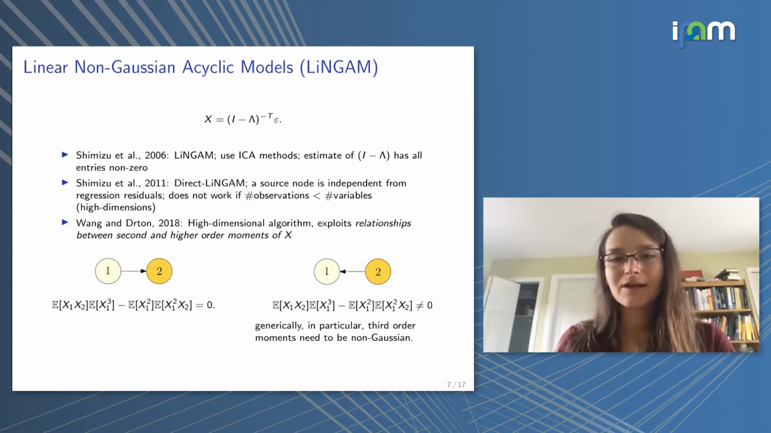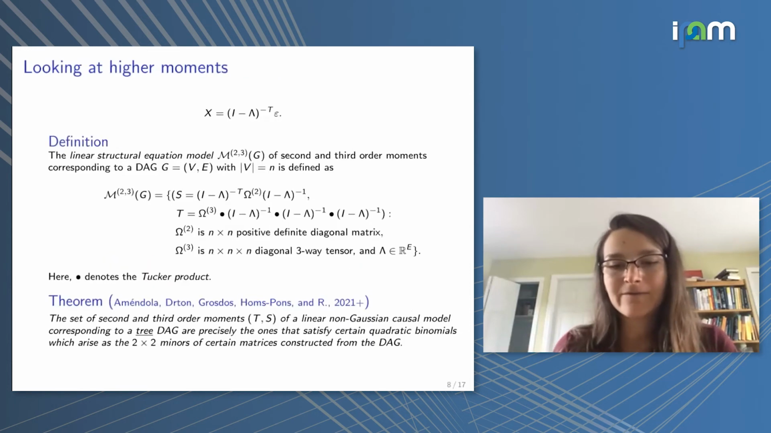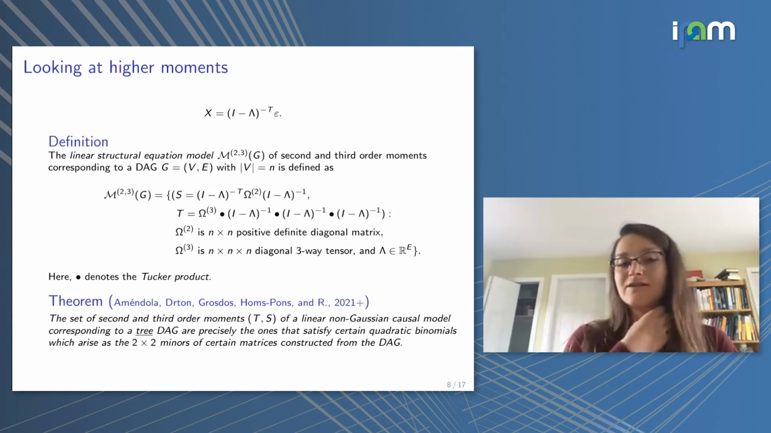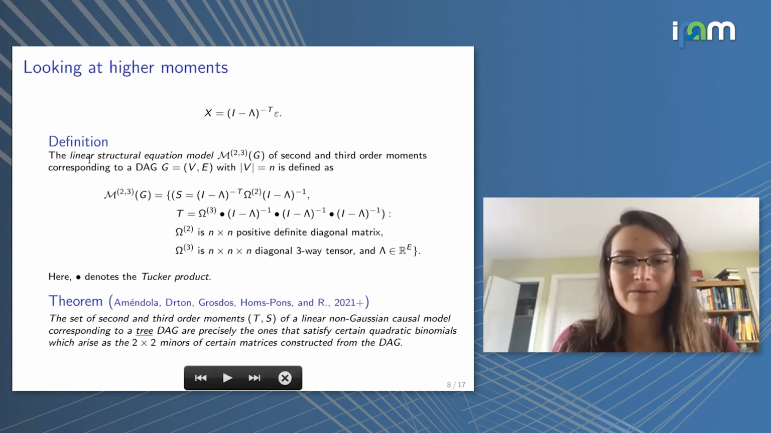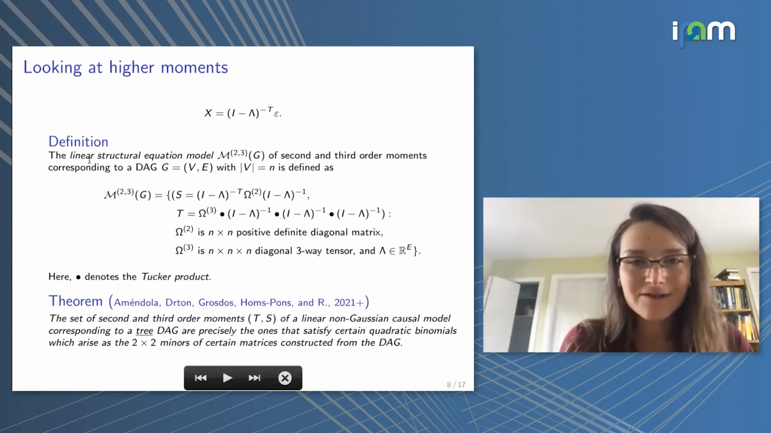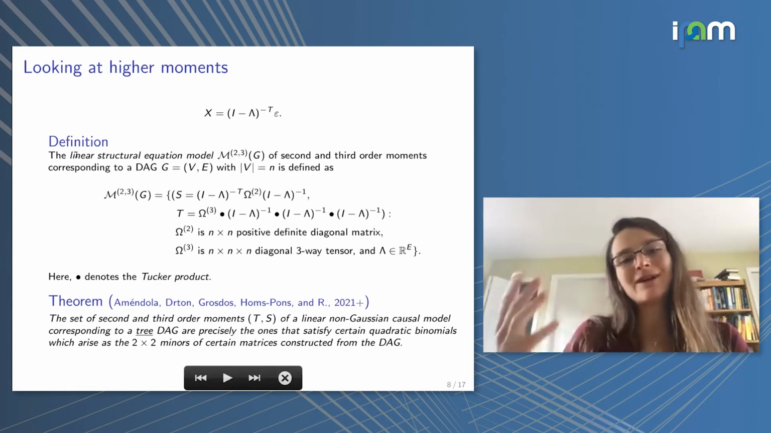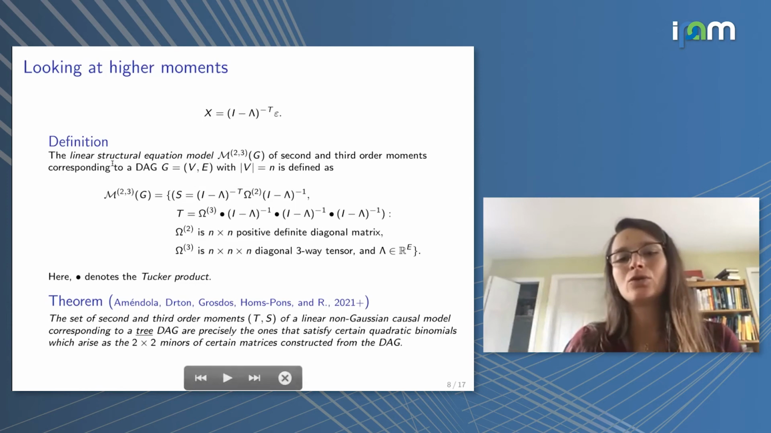One of the things that I've been working on recently, and this is still ongoing, is trying to identify all of the relationships that hold among the second and, let's say, third order moments, and potentially being able to get a better algorithm. So let me tell you what we've done so far. Remember for Gaussians, the model was just given by all covariance matrices that come from the model.